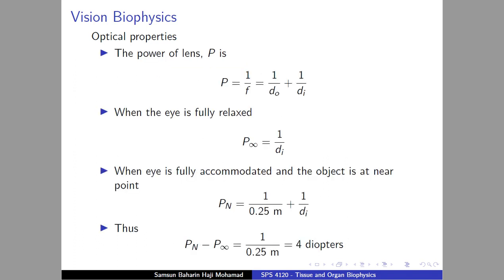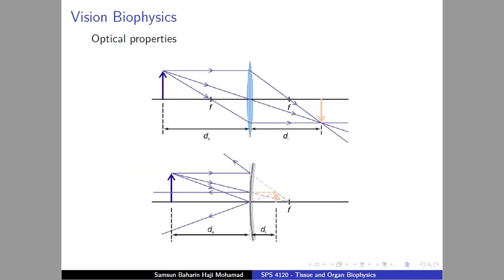Okay, so the power of the lens, P, equals 1 over the focal length f, which equals 1 over D_O plus 1 over D_I, the lens's outer radius and inner radius. When the eye is fully relaxed, P infinity equals 1 over D_I, the image distance.